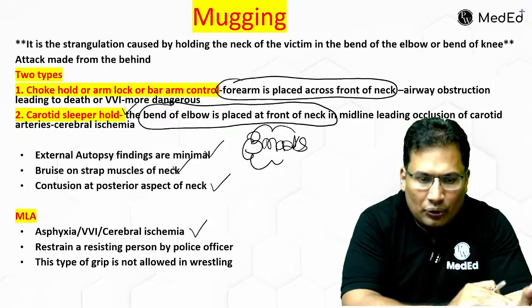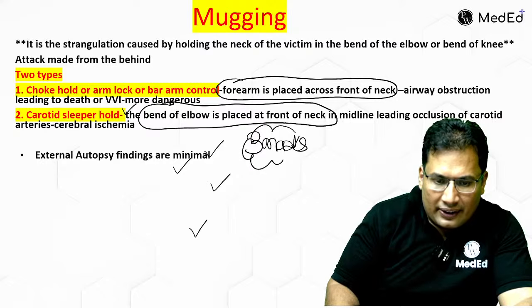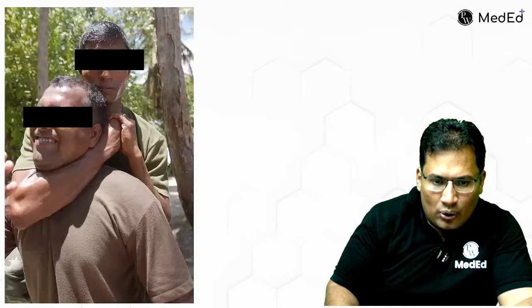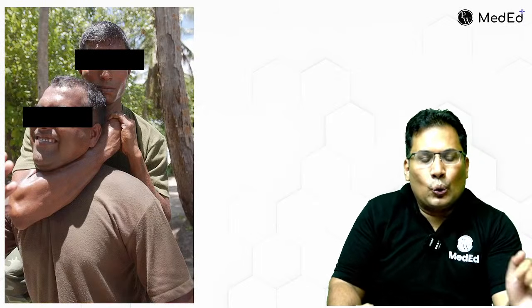Okay, now look at this. Is this a carotid sleeper hold or a choke hold? Look at this. Here the neck is constricted at the elbow bend, and this is occluding their carotid artery. My question: is it a carotid sleeper hold or a choke hold? Sometimes the question can be asked in viva. Come on guys.